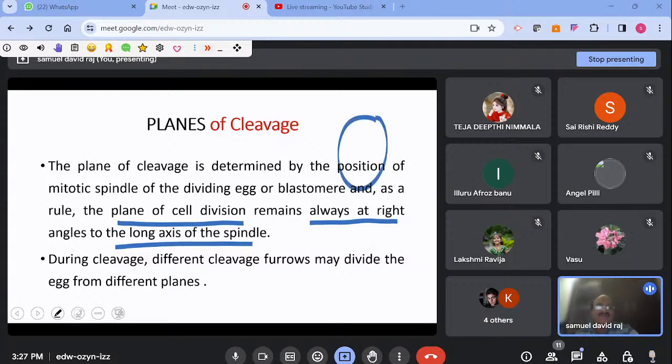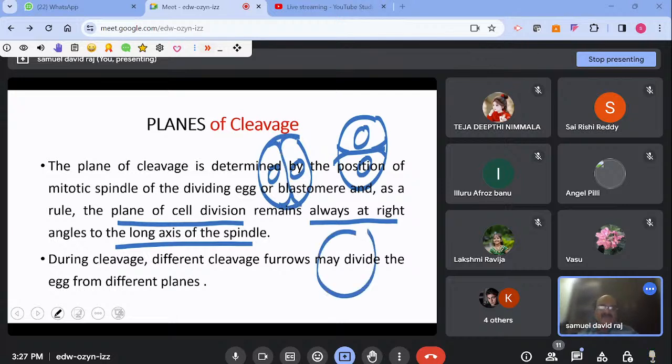If the egg divides to form nuclei in this direction, the plane of division will be in this direction. If the nuclei are here in this direction, then what happens? The plane of cleavage will be in this direction.